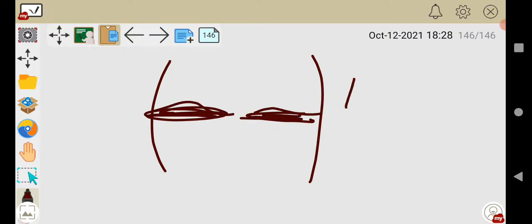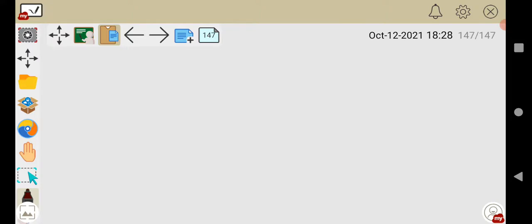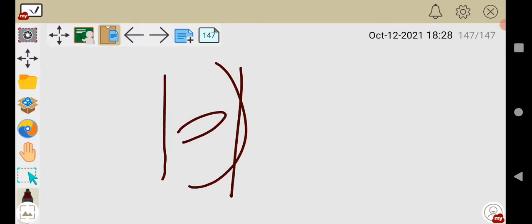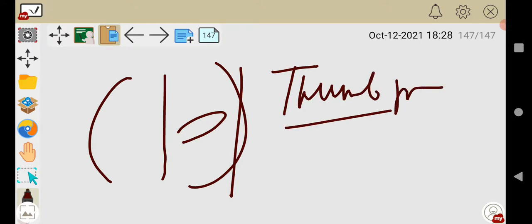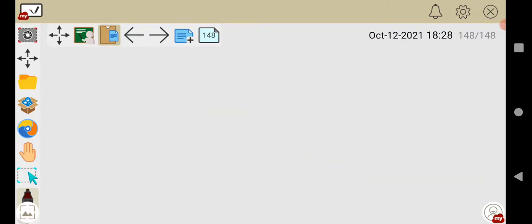This is air under diaphragm. Air under diaphragm is pneumoperitoneum. CT scan is the investigation of choice, correct? Okay, bowel obstructions we have already discussed. Then often there is a thumbprint sign in the abdomen. Thumbprint sign is due to ischemic colitis or pseudomembranous colitis, correct?